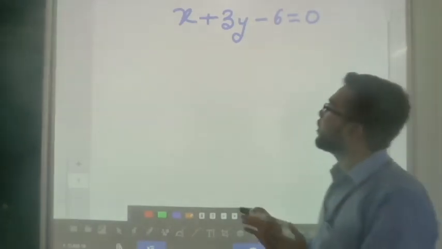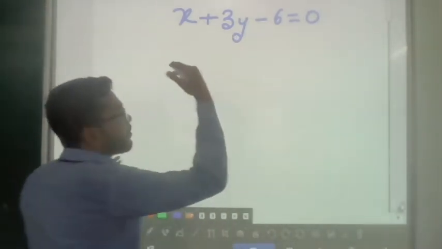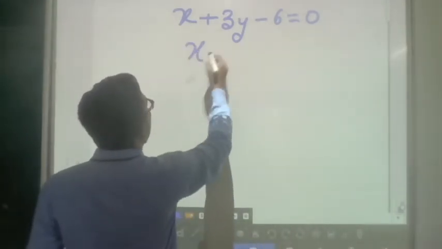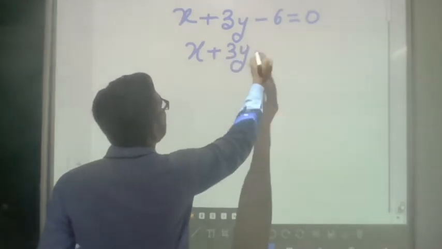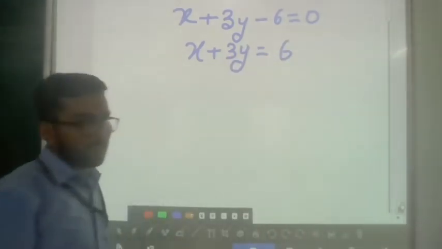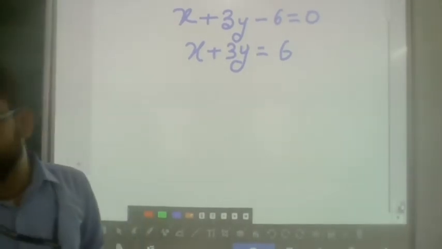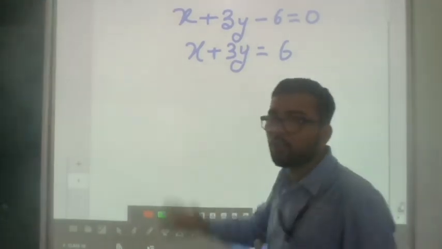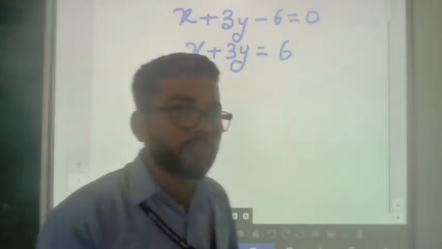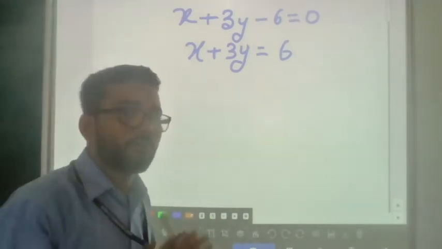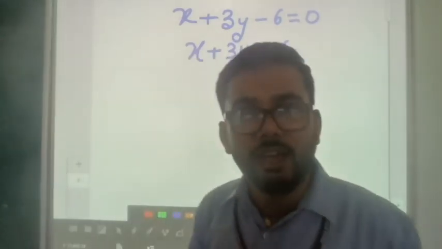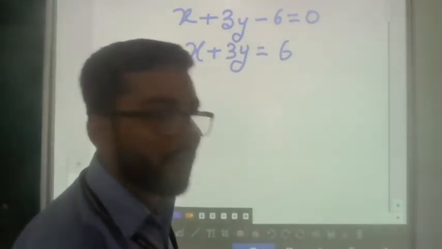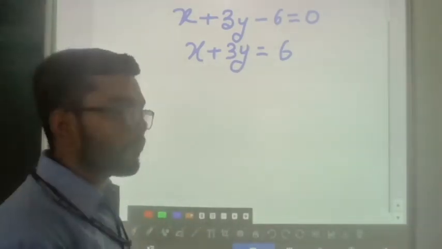Now, if the constant term is written on the right side of this equation, in the RHS part, what will happen? x plus 3y is equal to 6. Now, if we take some value of x and y, then what will happen? Okay, let us substitute. Substitute means let us put some value of x and y. Then see what will happen.